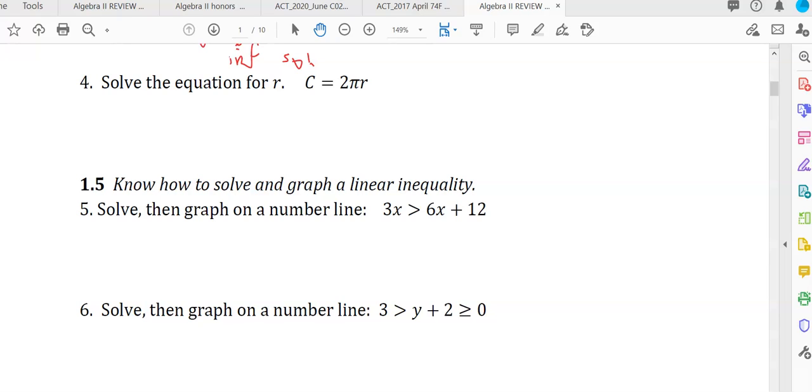Solve the equation for the variable r. So this is just a one-stepper. Always try to add or subtract first. So you get r equals c divided by 2 pi. Don't worry about simplifying those, just solve them for the variable that's specified.